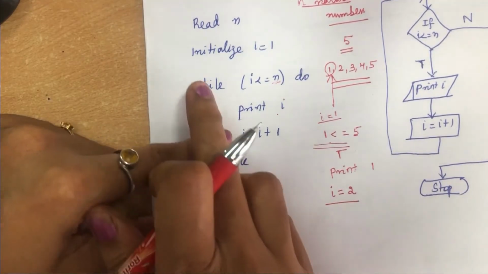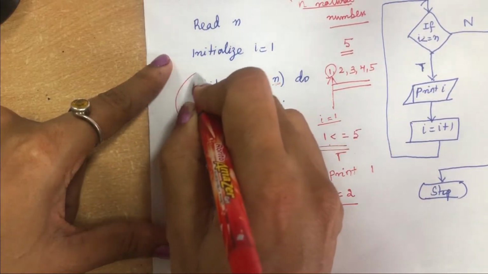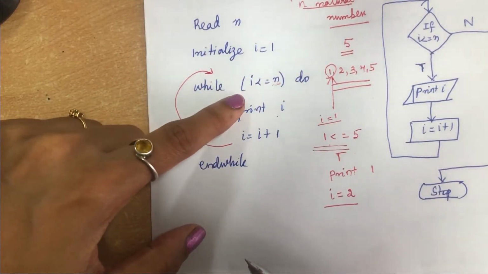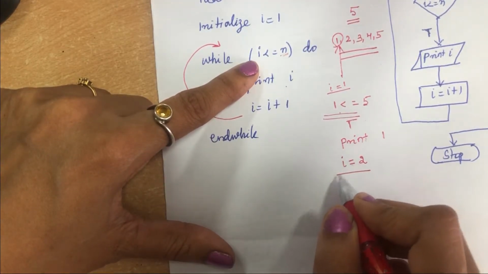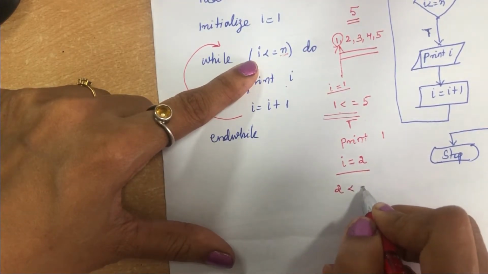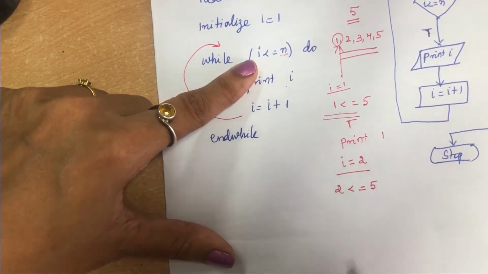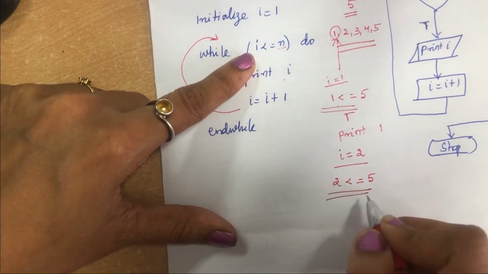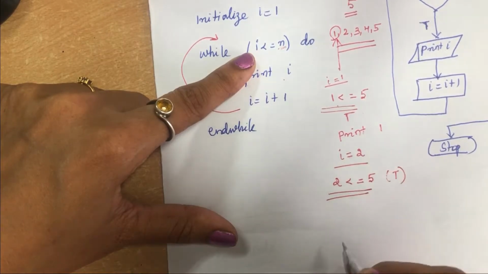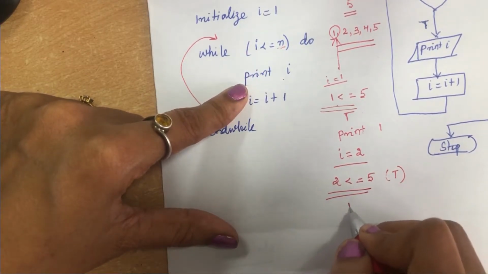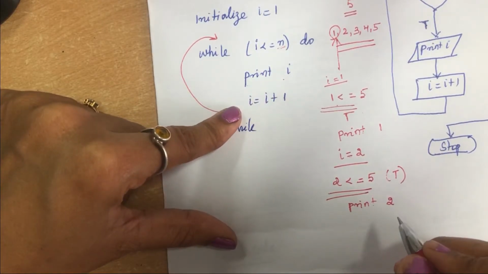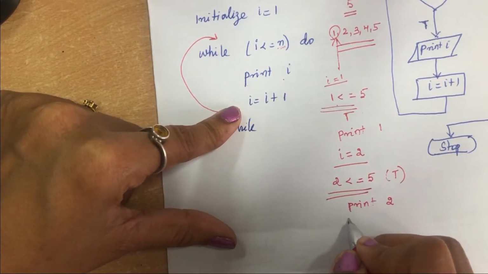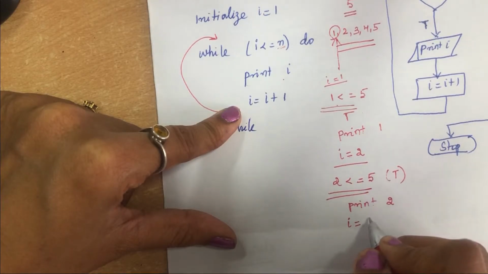Since it is a while loop, the loop continues. It goes here and checks the condition. I is 2 now, so 2 is less than or equal to n, and n is the same, 5. The condition is true, it goes inside and prints 2. Now I want to increment the value: I becomes I plus 1. I is already 2, 2 plus 1 is 3 now.